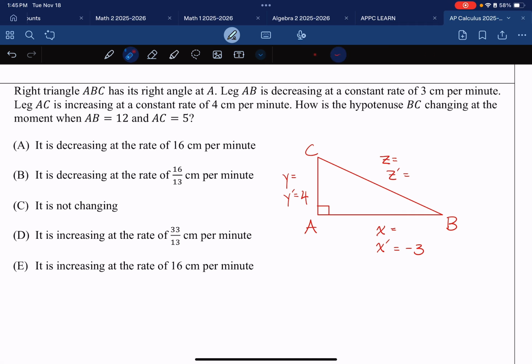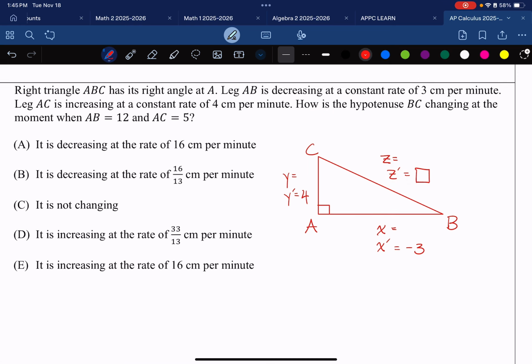And then next it tells me that the hypotenuse BC is also changing. This Z prime is changing. We're asked to find that. So I'm going to go ahead and say that's the box. That's what we're looking for. And it tells me AB is 12. AB, you are 12. And it tells me AC, you are 5. So we'll say AC is 5. Okay, so we have almost everything. We need to find that number before I can find my missing variable. Whenever you have 6 unknowns, you can only have 5 of them actually be unknown to find the 6th variable.